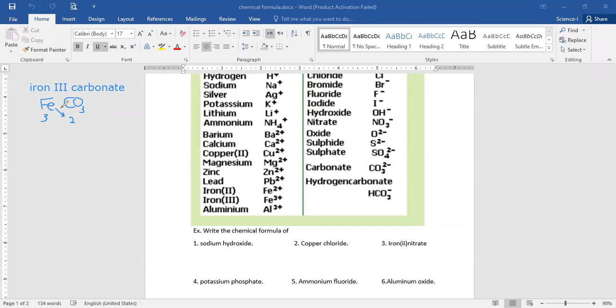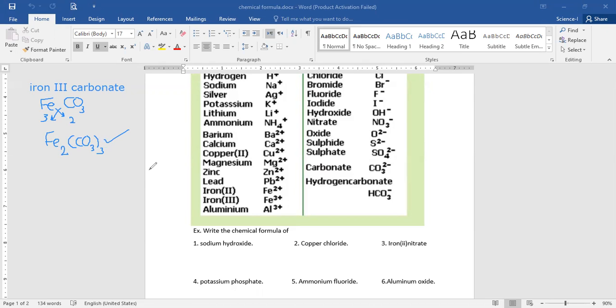So then we're going to switch. It will be Fe2, then CO3. With C, sorry, CO3. And don't forget to put a bracket outside and then 3. Yes, so like this. Good. So the first one is true.